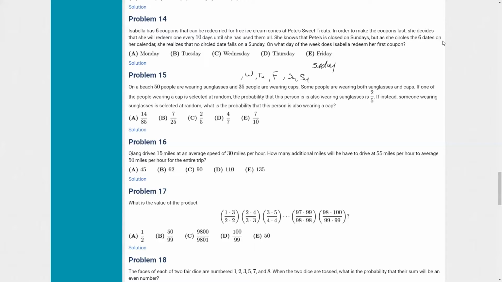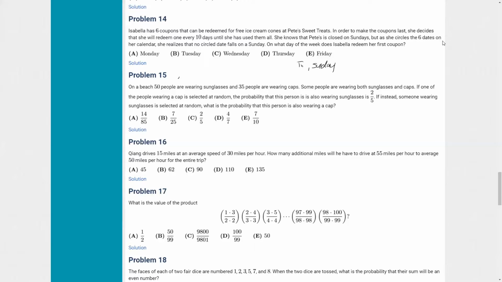So 1 is Saturday, 2 is Friday, 3 is Thursday, 4 is Wednesday, 5 is Tuesday, 6 is Monday, 7 is Sunday, 8 is Saturday, 9 is Friday, and Thursday is the 10th day prior. So that means that if she wanted to redeem a coupon on a Sunday, then she should redeem her coupon on a Thursday. But she doesn't.